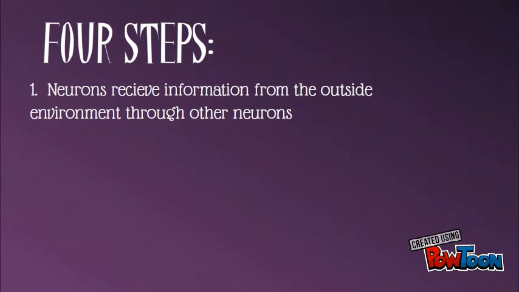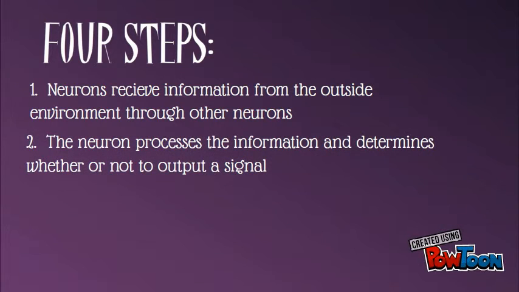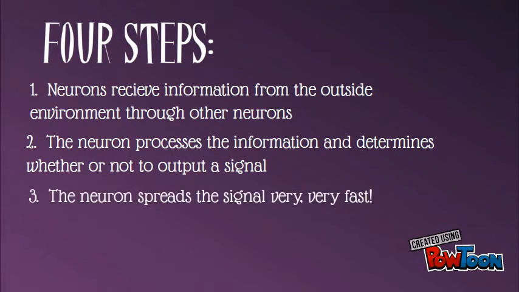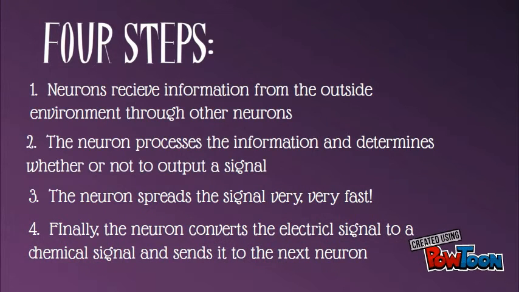There are 4 steps in neuron communication. First, neurons receive information from the outside environment through other neurons. Then they process that information and determine whether or not to output a signal. The neuron spreads the signal very fast and finally converts the signal into a chemical signal and sends it to the next neuron.